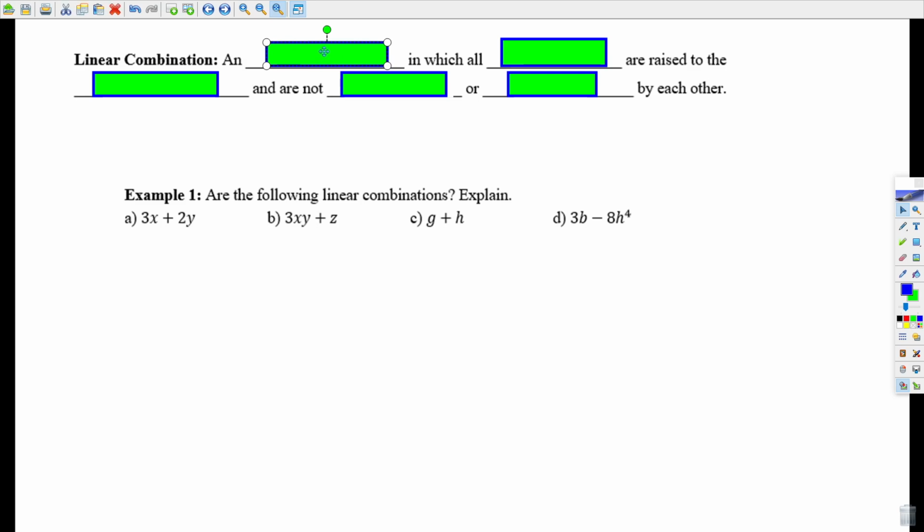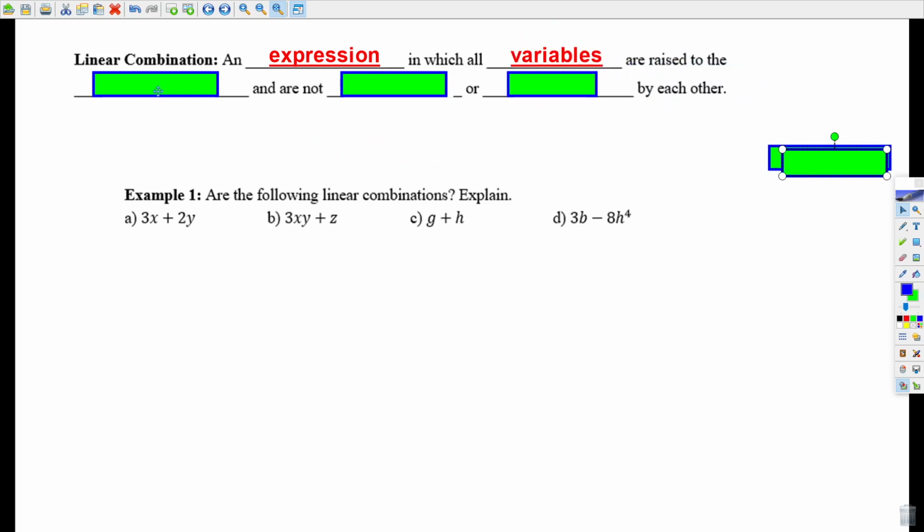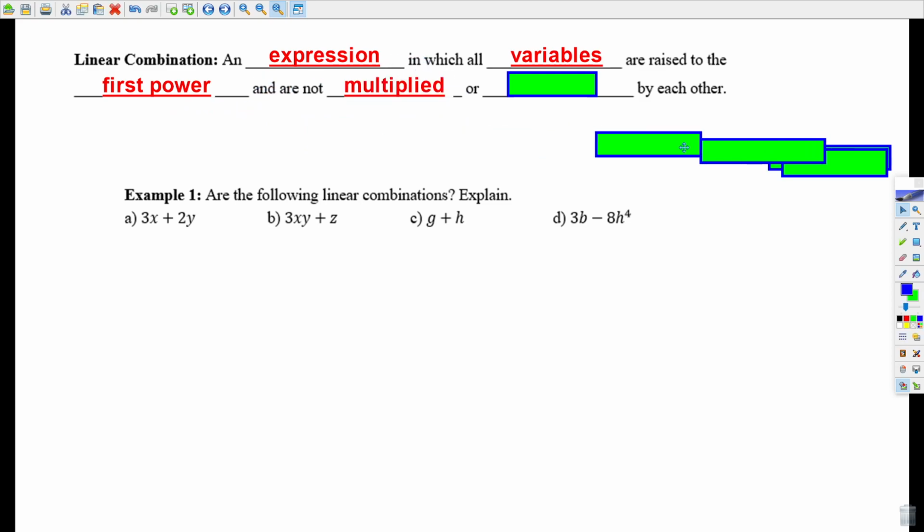So what is a linear combination? It kind of goes hand in hand with this new standard form. So it's an expression in which all variables are raised to the first power. So we don't want to have any exponents here. And they are not multiplied or divided by each other. That's specifically talking about the variables. We don't want like x over y or x times z or whatever. We want everything to be separated by addition, subtraction, no powers at all, and you don't want to have variables being multiplied or divided by each other. You can do it with numbers, but just not with variables.